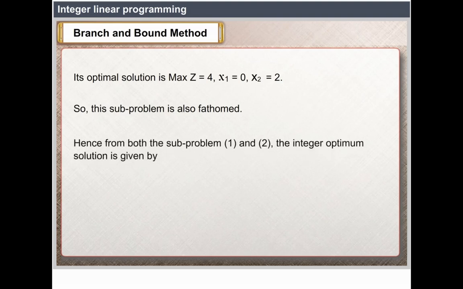Hence, from both subproblem 1 and 2, the integer optimum solution is given by maximum z equal to 4 with x1 equal to 1, x2 equal to 1, or x1 equal to 0, x2 equal to 2. Now we can see it in the tabular column model.